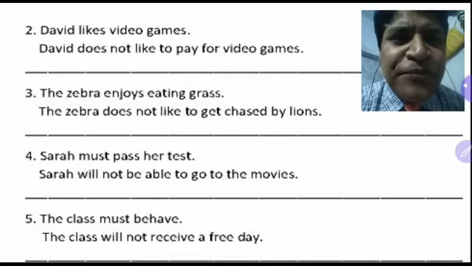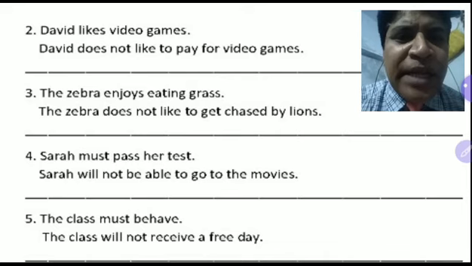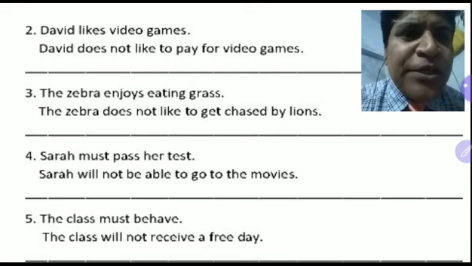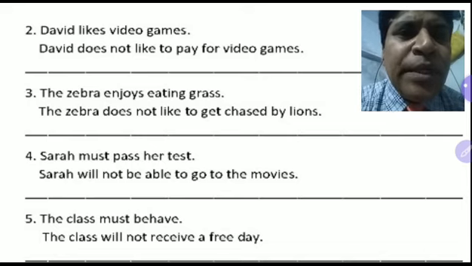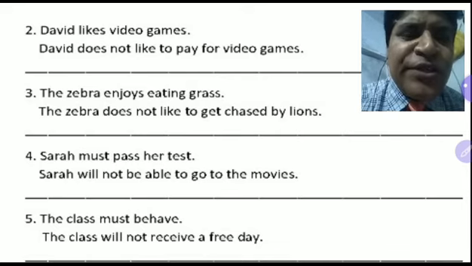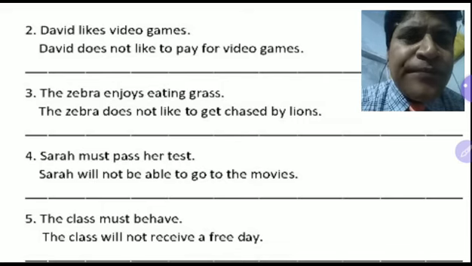Look at here, the zebra enjoys eating grass. The zebra does not like to get chased by lions. Here, again, but is to be used. The zebra enjoys eating grass, but it does not like to get chased by lions. This is how you have to frame a compound sentence.